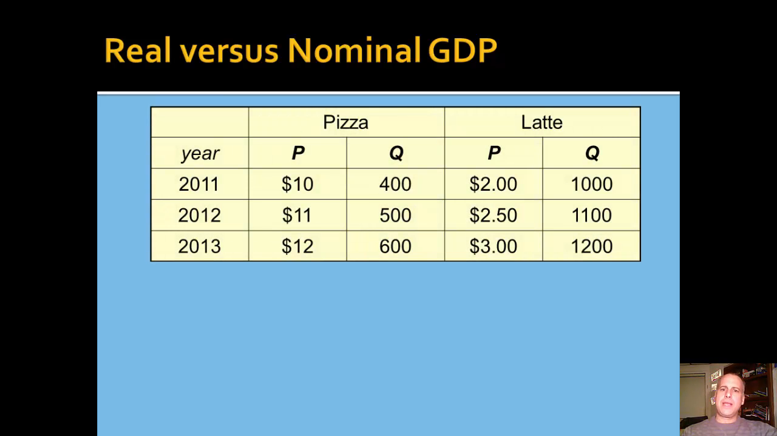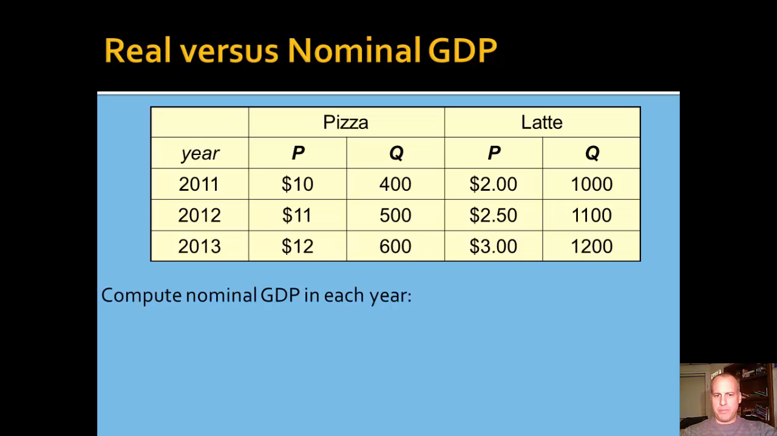So consider an economy where we produce two things, pizza and latte. And we're examining the amount of pizza produced and the amount of lattes produced over a 3-year period, 2011 through 2013. And we note that the price of each of these goods has changed over time. We can see that both the quantity we produce and their prices are both rising. So how much of the change in GDP is captured by the change in price, and how much of it is captured by the change in quantities?